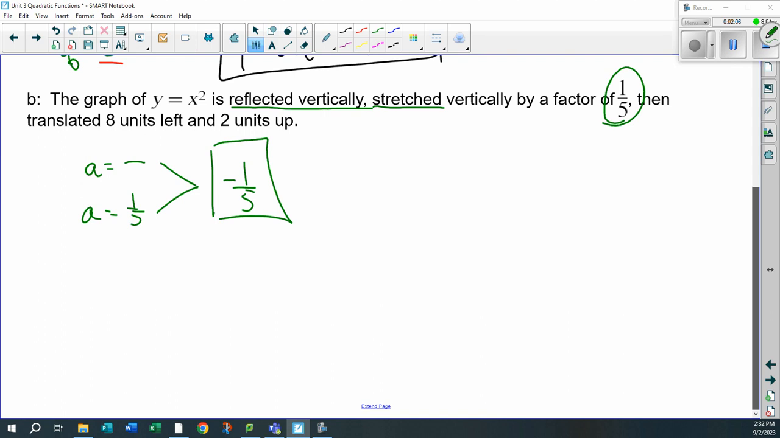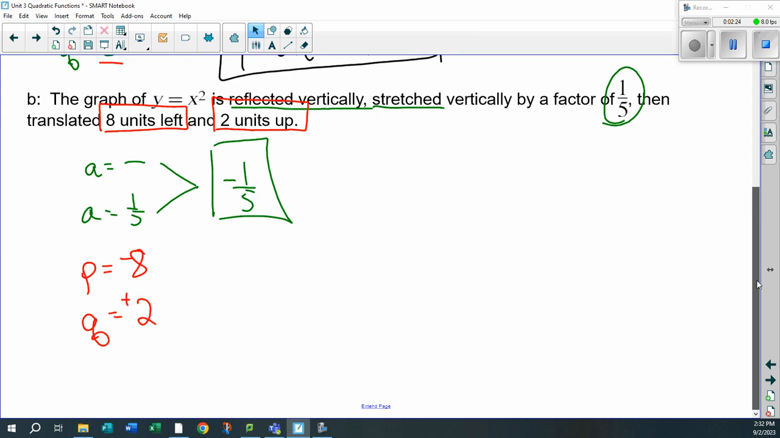Got it? Then you're going to translate this. Now you're going to go left, so your p is going to be negative 8. And look at this. Oh, there's your q. Your q is going to be up 2. Perfect, so that's a positive 2.